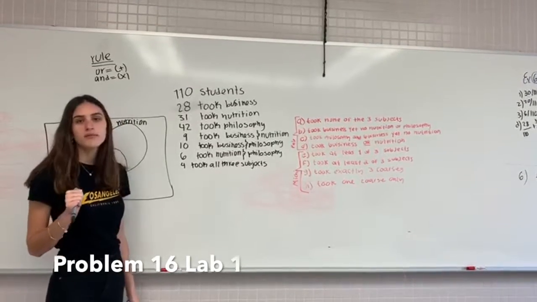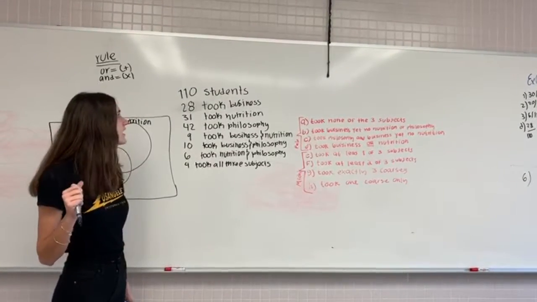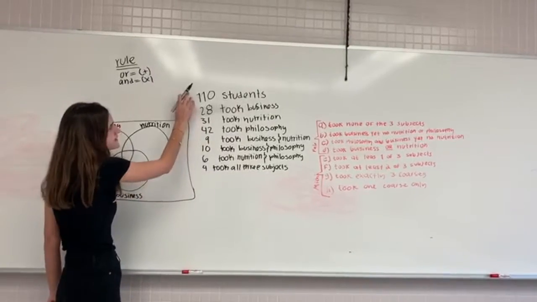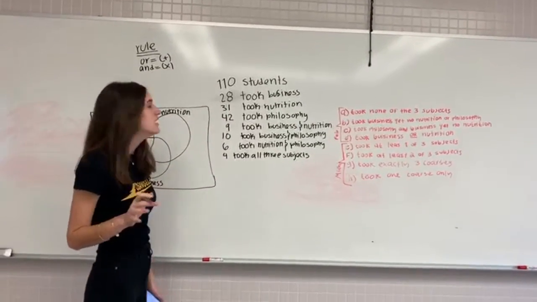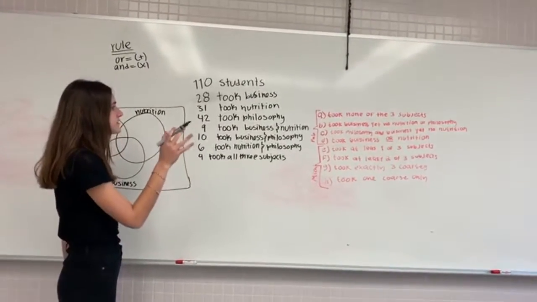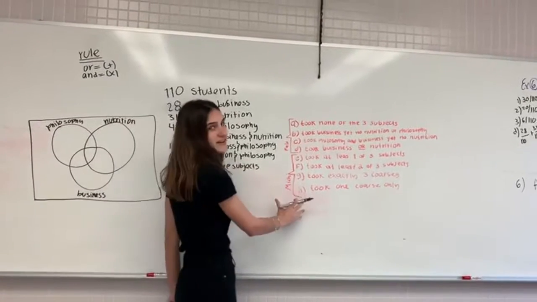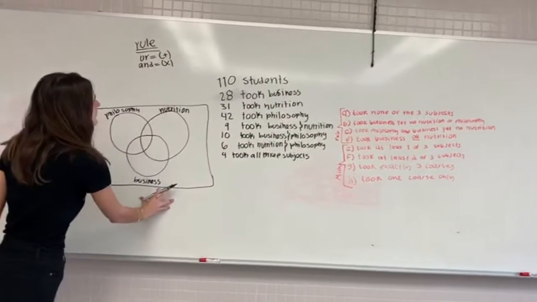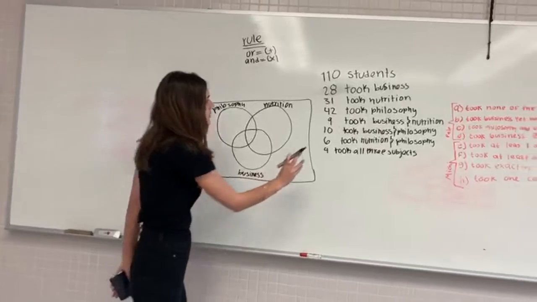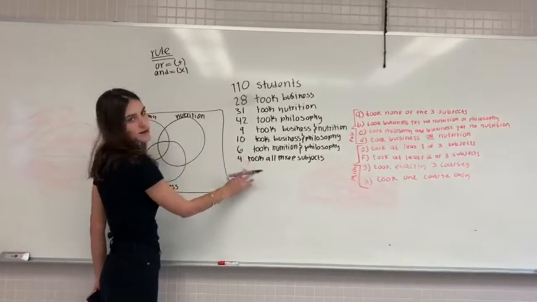Okay, so for our project, we got a problem that interviewed 110 students divided in 3 classes. In order to know the answer to what they're asking us, we need to do a Venn diagram first. To do the Venn diagram, you need to start from bottom to top, starting from the groups.